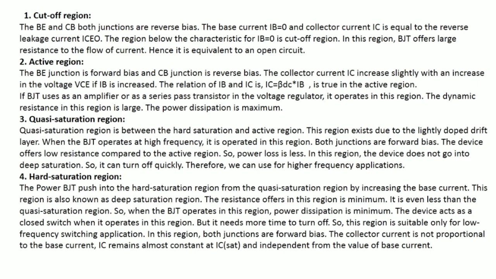What is the cutoff region? The description is specified here. What is the active region? In this region, the BJT is used as an amplifier, and the power dissipation is maximum. The difference between the characteristics of a normal transistor and a power transistor is the quasi-saturation region. This region lies between hard saturation and the active region, as we observe in the waveforms. Here the power losses are less, and the device does not go into deep saturation. It can turn off quickly when the switching time for the operation is high.